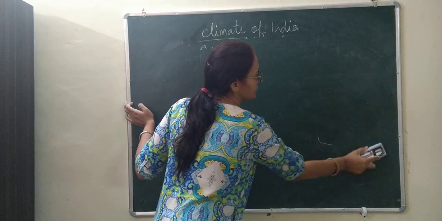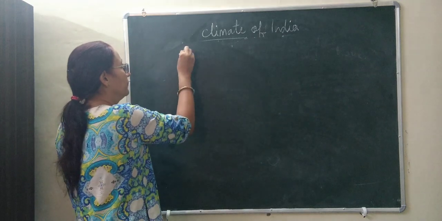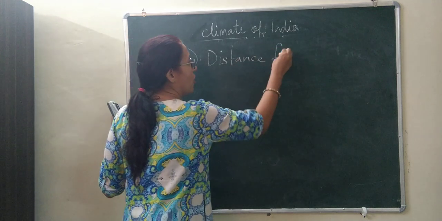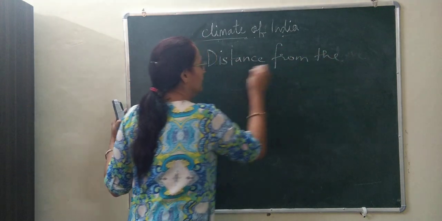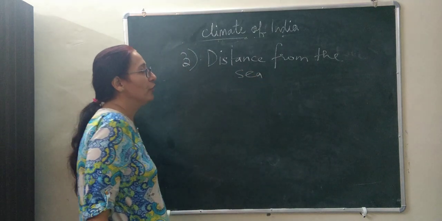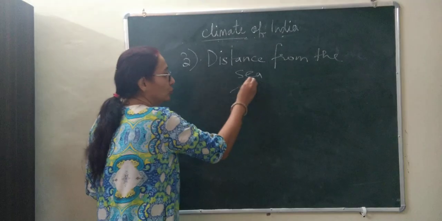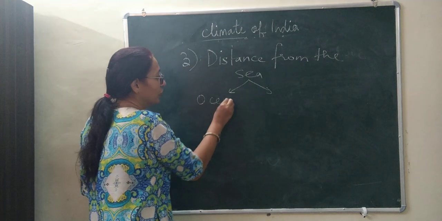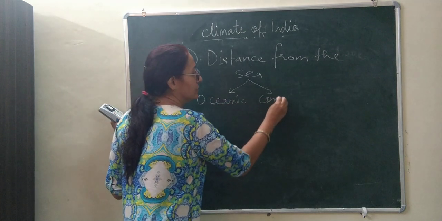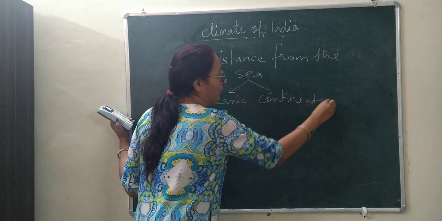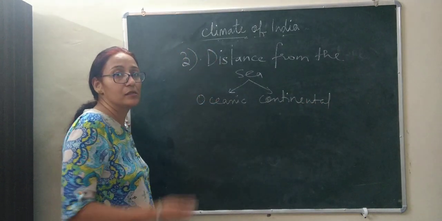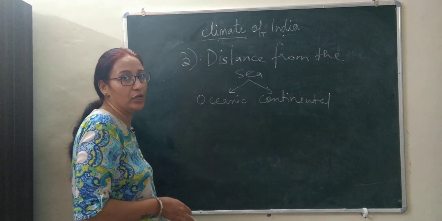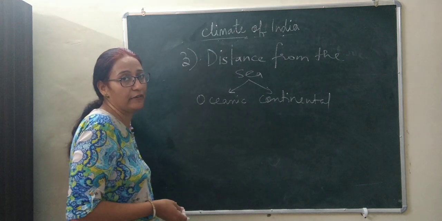Third factor is distance from the sea. Before going to explain, I want to focus on two important terms here. One is oceanic and the other one is continental. Oceanic means moderate, neither hot nor cool. Continental word stands for extreme. Summers are very hot, winters are very cool.